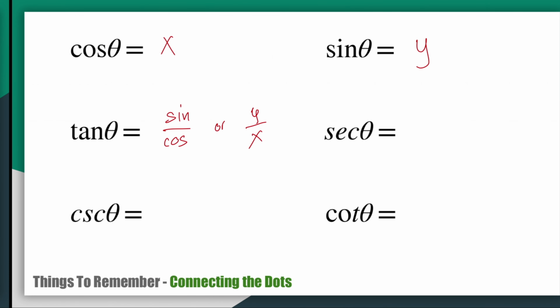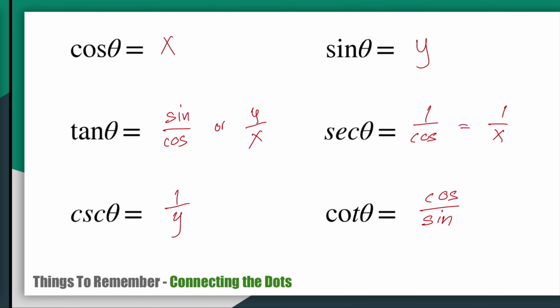Now that still didn't answer what secant, cosecant, and cotangent were. Well, secant is the reciprocal of cosine, which is 1 over cosine, so your secant is just 1 over x. Your cosecant is just 1 over y, because it's 1 over sine, meaning your cotangent is not sine over cosine. Your cotangent is cosine over sine.